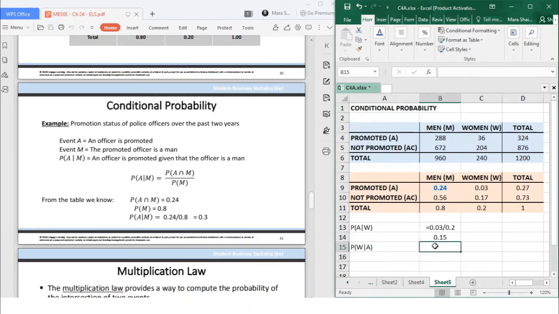Now, let's try to solve for this second one. Women and then promoted. So, the intersection of women divided by the probability of promoted. See?